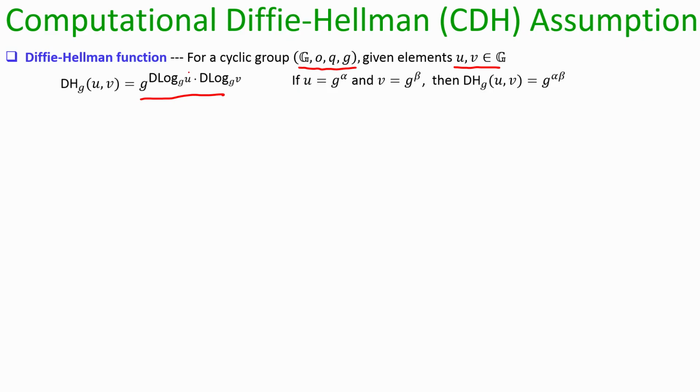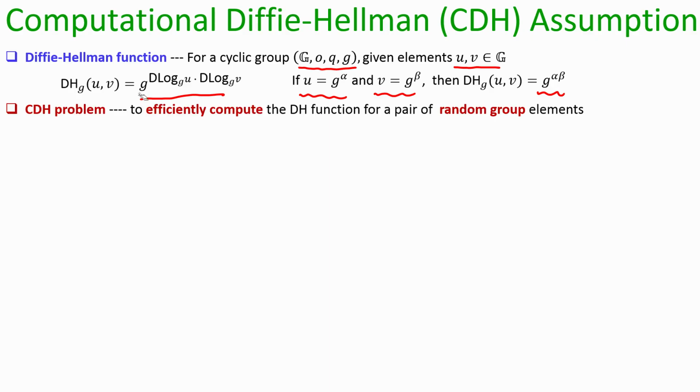If you look closely, then the way we have defined this Diffie-Hellman function, it turns out that since u and v are elements of the group, u can be expressed as some g to the power alpha, and in the same way the element v can be expressed as some g to the power beta. That means the Diffie-Hellman function on the input u comma v is nothing but g to the power alpha times beta.